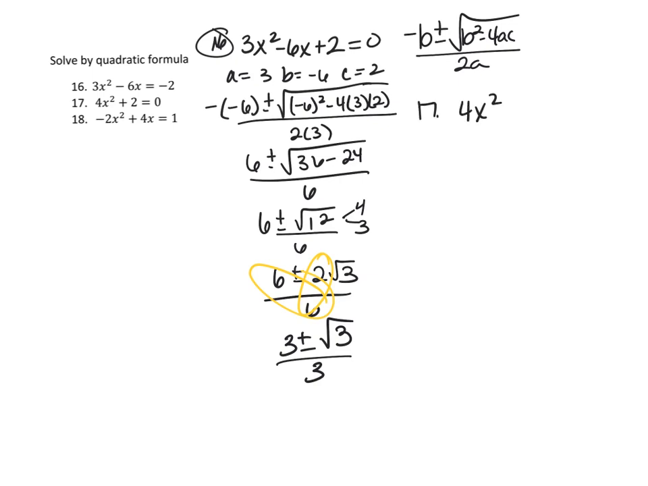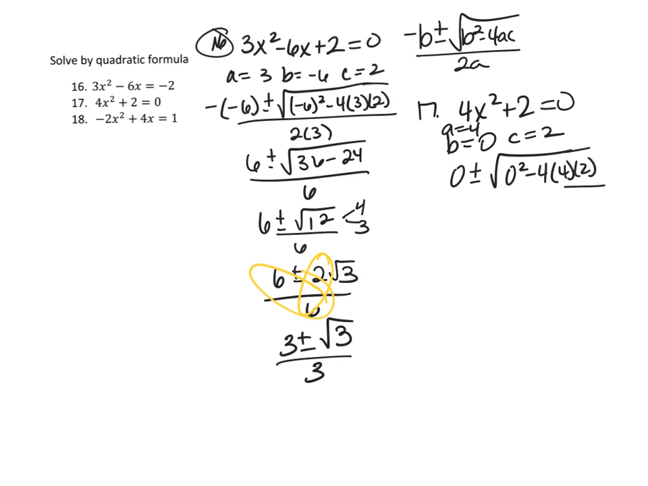Number 17 is 4x squared plus 2 equals 0, where my b is 0, my a is 4, and my c is 2. So 0 plus or minus the square root of 0 squared minus 4 times 4 times 2, all over 2 times 4, which is plus or minus the square root of negative 16 times 2, which is negative 32, over 8.